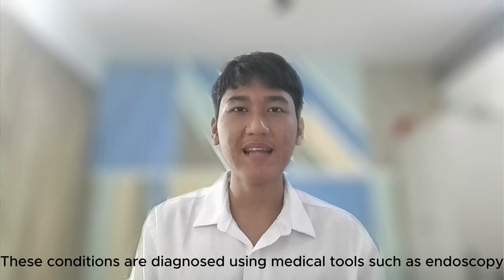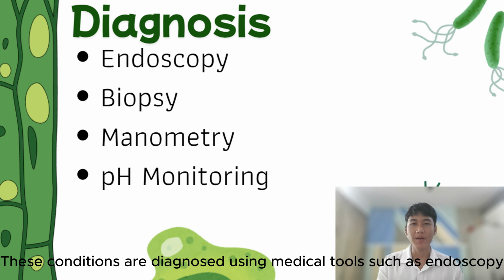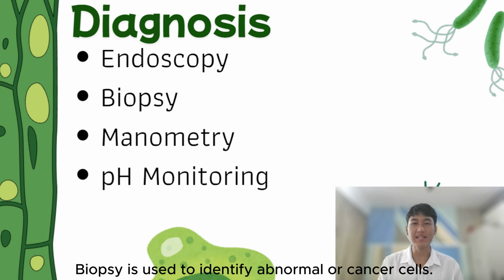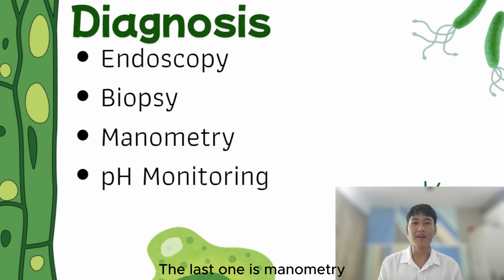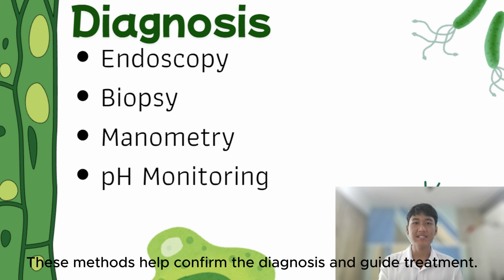These conditions are diagnosed using medical tools such as endoscopy, which allows doctors to see inside the esophagus. The second one is biopsy. Biopsy is used to identify abnormal or cancer cells. The last one is manometry. It measures muscle movement, and pH monitoring checks for abnormal acid reflux. These methods help confirm the diagnosis and guide treatment.